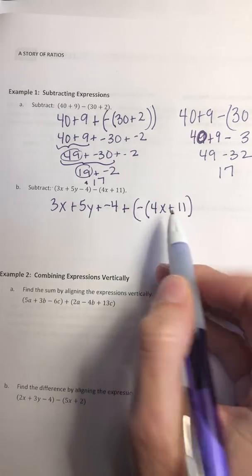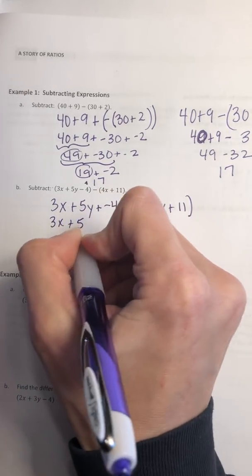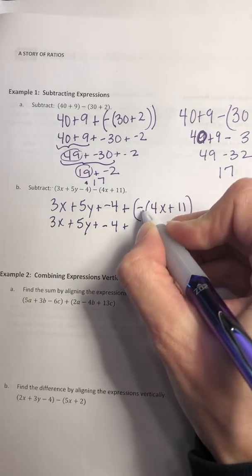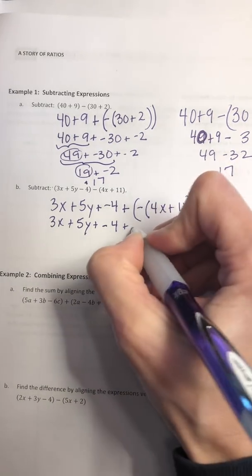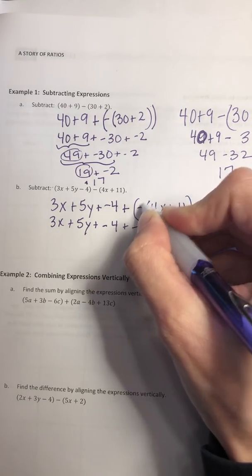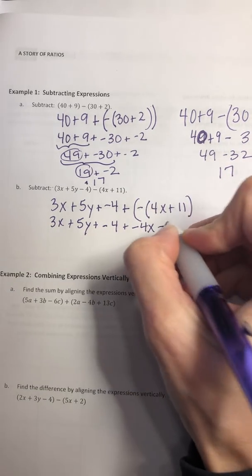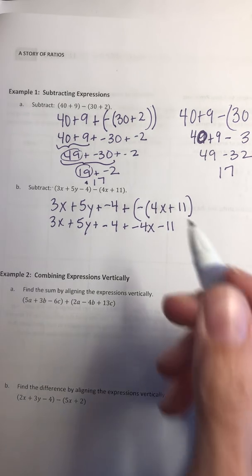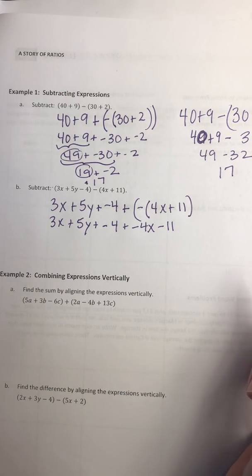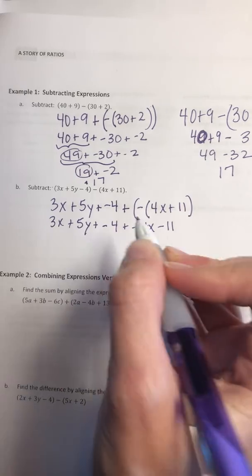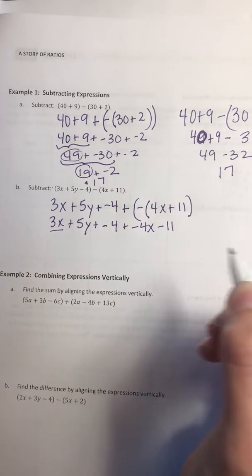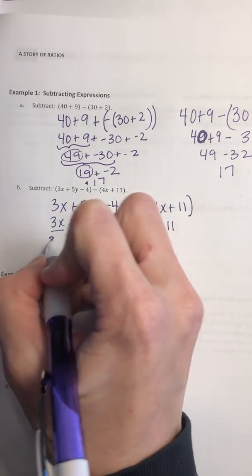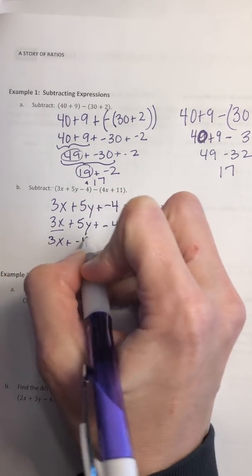So now let's take what this means. 3x plus 5y plus negative 4 plus, well, what's the opposite of 4x? Negative 4x. What's the opposite of 11? Negative 11. And now we can combine like terms like we did last unit, or last lesson, I should say. Can we put anything with the 3x? We can. Let's put these together. Let's write 3x plus negative 4x.